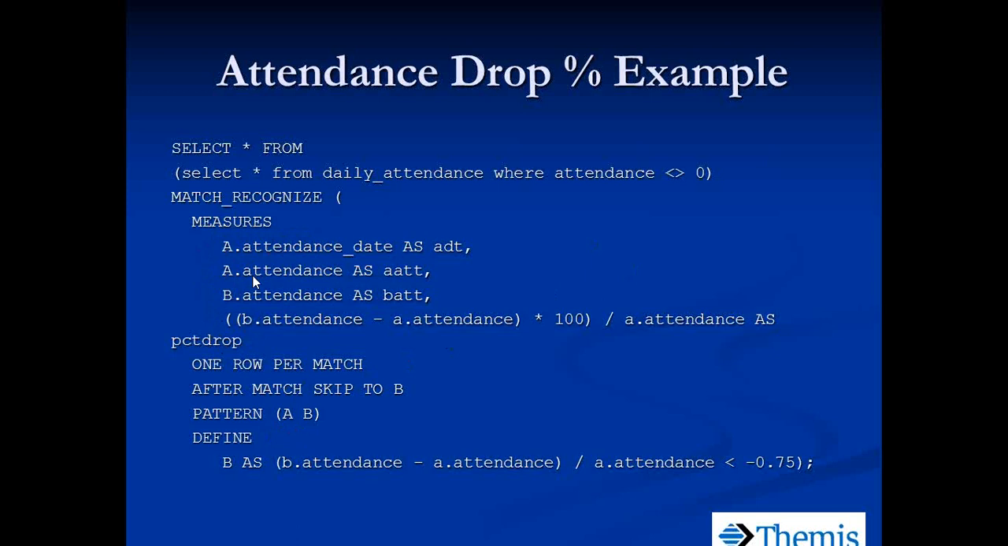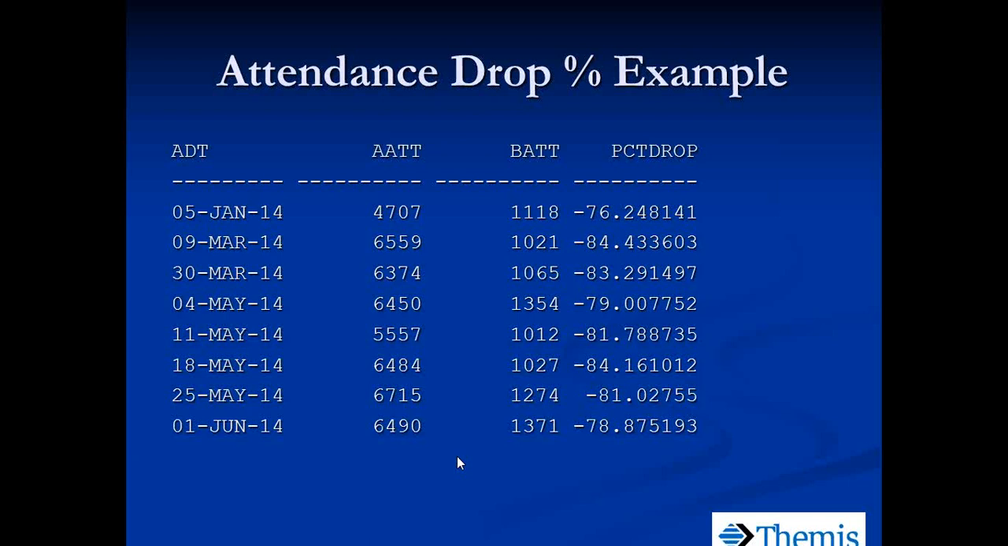All right, and if we look at the output, it looks something like this. So what this is saying is, starting on January 5th, I had an attendance of 4707, and then on the next row, which would have been January 6th, and I could have also displayed that here too, the attendance was 1,118 for a drop of 76%. And then on March 9th, I also had a drop of more than 75% to March 10th. Of this to this, 84% drop.